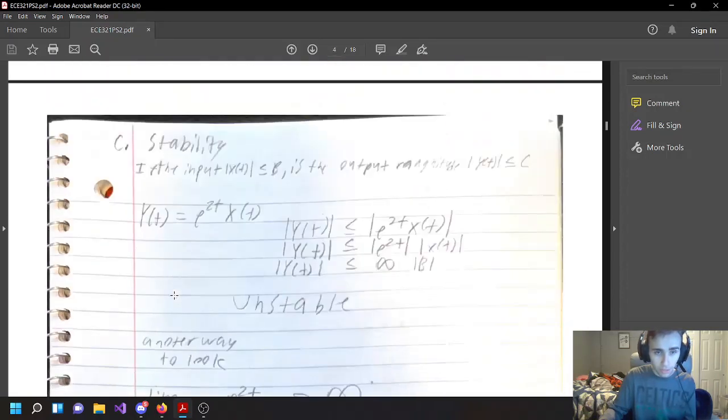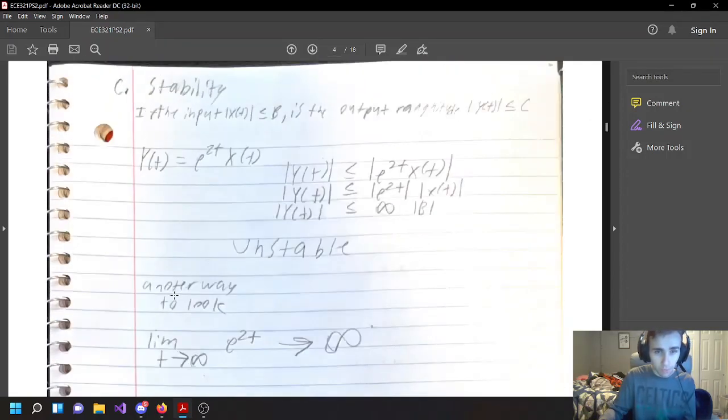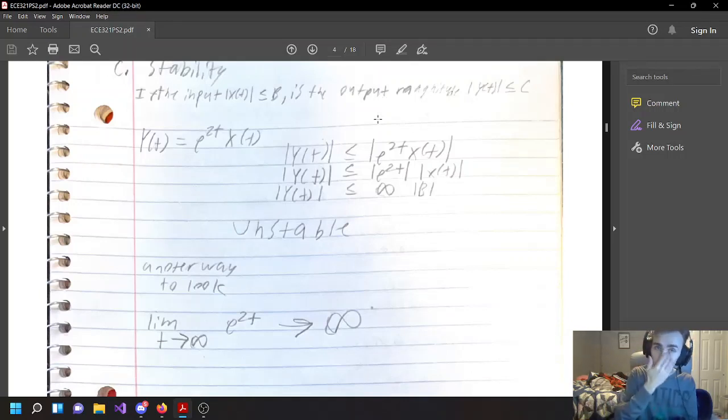Okay? And stability is: if the input magnitude of x of t is less than b, is the output magnitude of y of t less than c? So it's like, can we find one? And then for e to the t, it has an exponential where it goes up like that, and it just exponentially goes up. So when it goes towards infinity, it's infinity. Therefore, it's unstable.